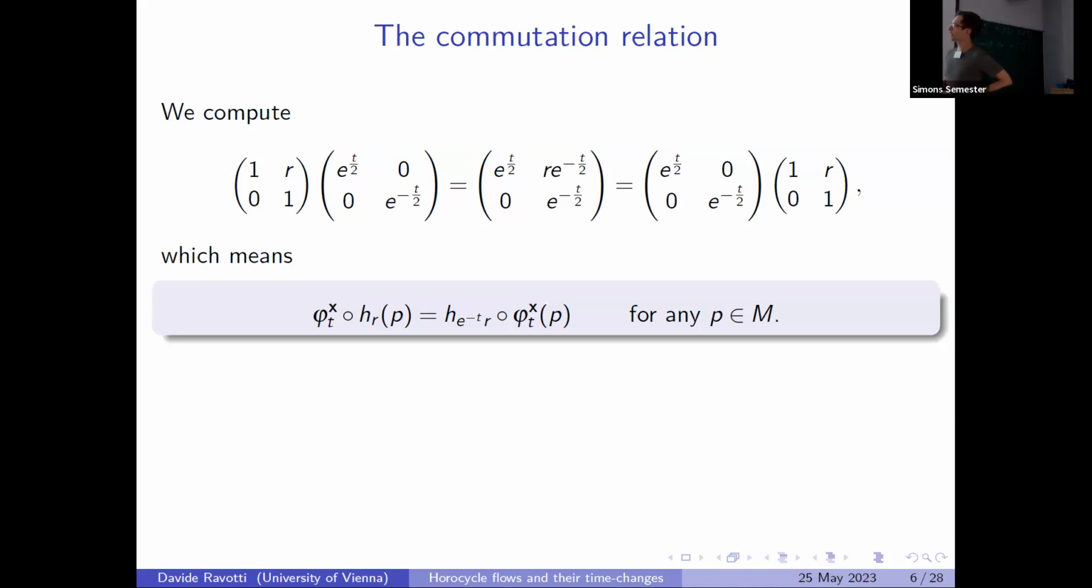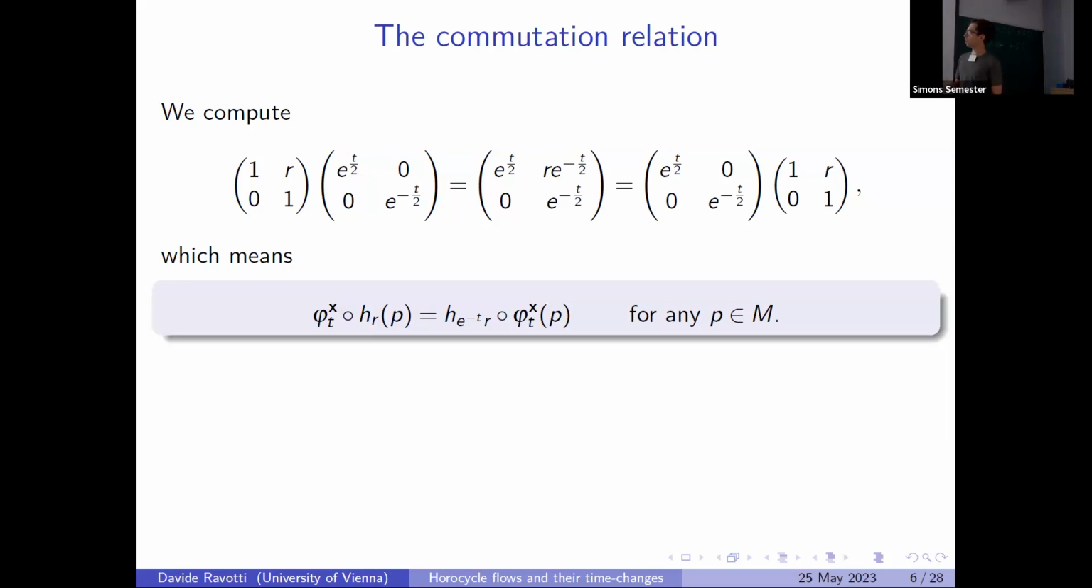Recall that these flows are obtained by multiplication on the right. Imagine there is a point P in here. If I take a point P and multiply by this matrix, it means I'm applying the horocycle flow for time r. And then I multiply by this matrix, so this means I'm composing with the geodesic flow for time t. This is the same thing, equality, as: the point P is still here, I take the point P and compose with the geodesic flow for the same time t.